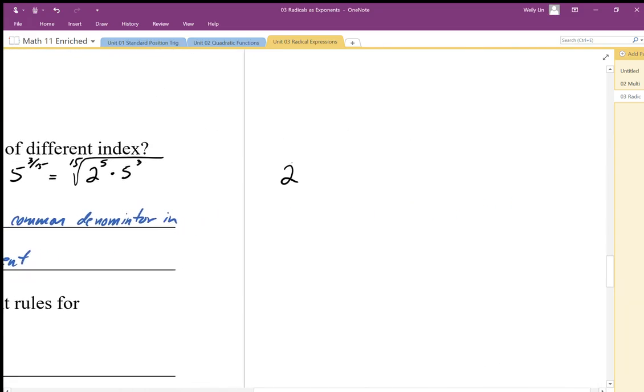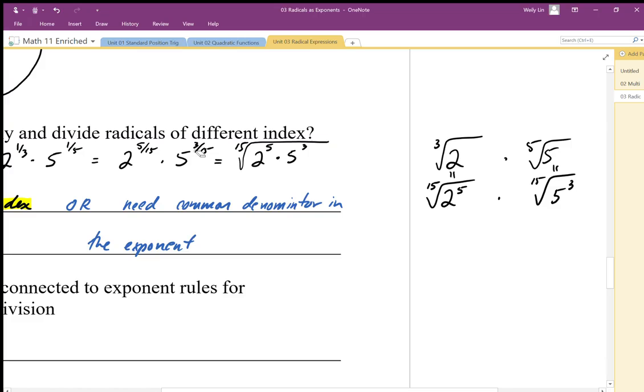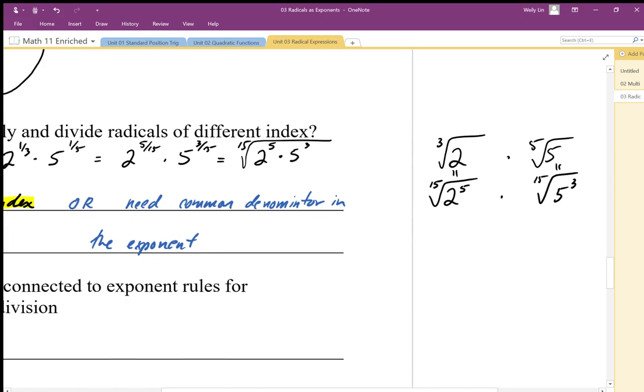So I have 2 to the power cube root, and I have times 5 to the power 5th root. I can increase and decrease that by a factor of 5. So 15, 5. And these are equivalent to each other. Here I can increase that index by 3 and the power by 3, and these are equivalent to each other. They are the same radical. And what that does is it gives us a common index, or from the exponent perspective, it gives us a common denominator, which allows us to do this.